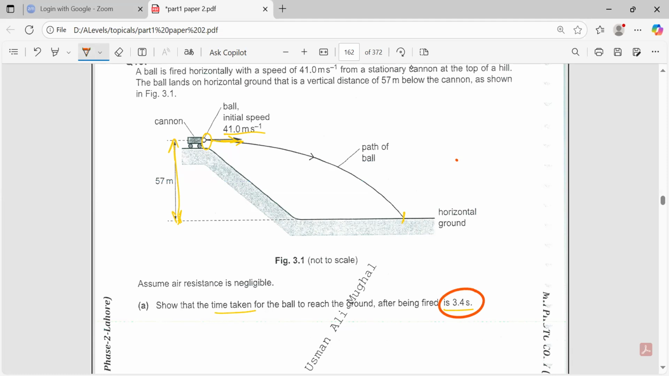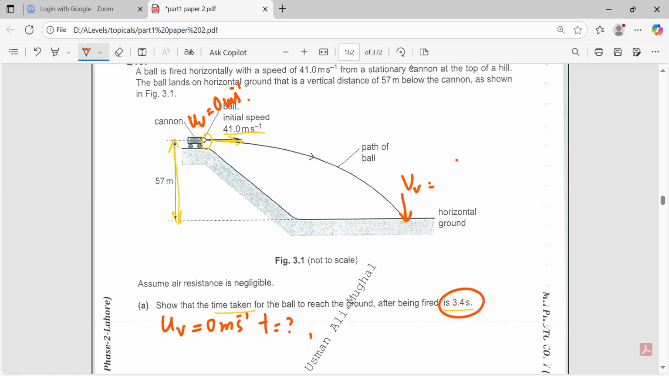ये horizontally move कर रहा है, तो horizontal velocity throughout क्या रहेगी? Same रहेगी. But what will be the vertical initial velocity? The vertical initial velocity will be 0 meter per second. Our initial velocity vertically at this point will be what? It will be 0 meter per second. So it is launched from this point. Our initial vertical velocity is 0, and it is going to fall on the horizontal ground. We need to find out time, but we are not provided with any velocity which is going to hit vertically.